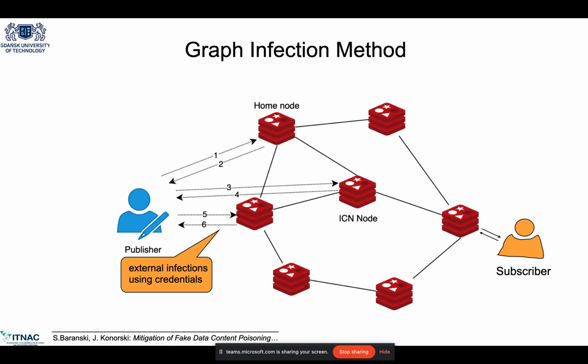In the graph infection method, a publisher willing to prove access to credentials over some period of time has to perform a series of publications called external infections, each time presenting credentials. The process is controlled by the network to force the publisher to perform it sequentially. Each externally infected node introduces some delay, and a certain number of external infections is needed to infect the whole network, so that the publisher needs sufficient time, access to time.